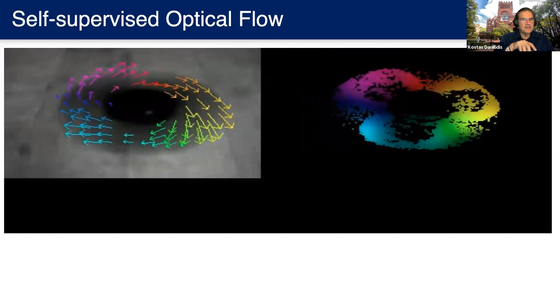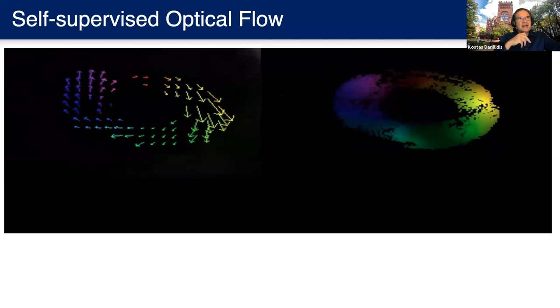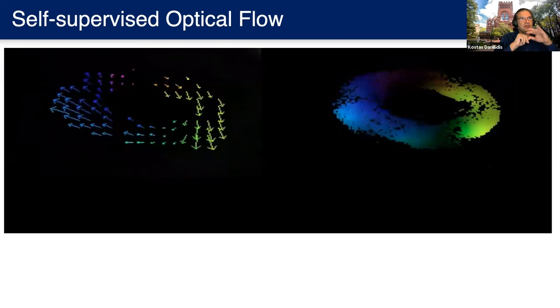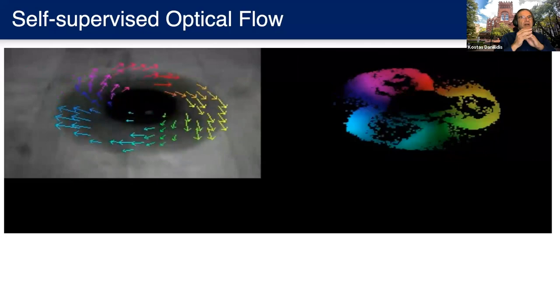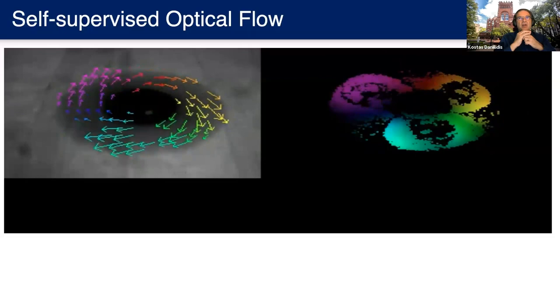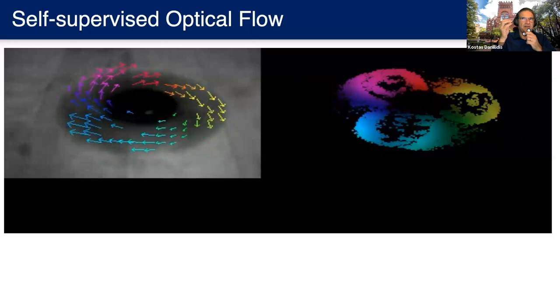And we see even when we cover the image, we cover the fidget spinner, there is minimal light, we can still compute quite accurate optical flow. On the left, you see the vector field. On the right, you see the encoding of every vector. The color is the direction and the intensity is the speed.